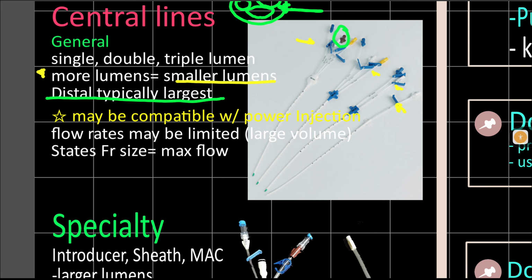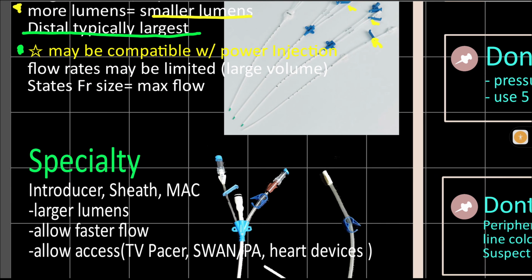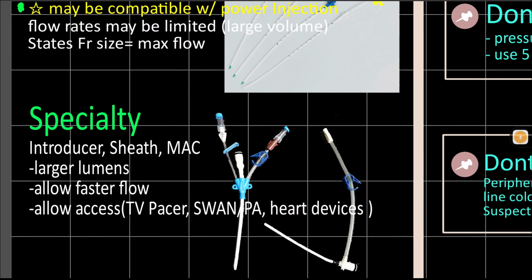Okay, one tip. Now, this may be compatible with power injections if you have a syringe pump. Your central line is very much compatible with it. Now, flow rates may be limited for large volume, and like I said earlier, the packaging states the French size and the max flow. Right before you open it, take a look. It's actually stated there. Are we good? We're good.